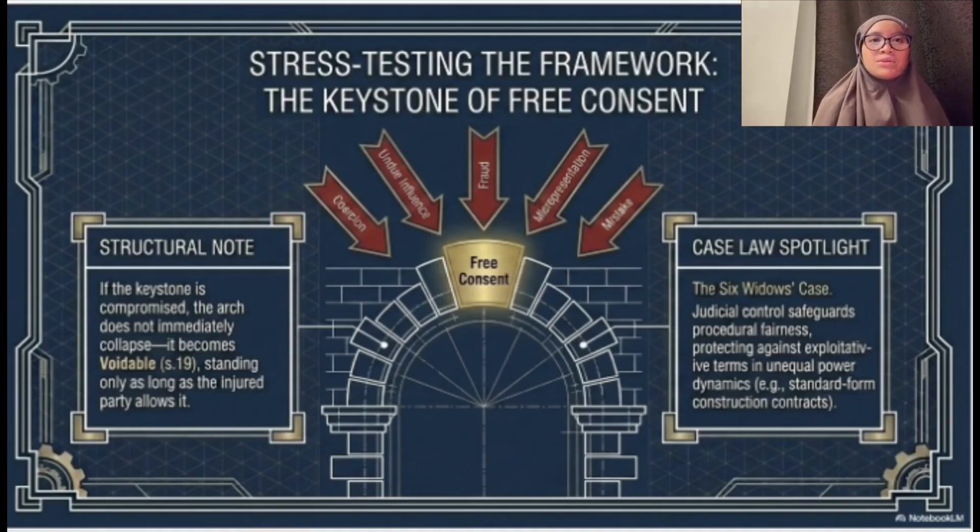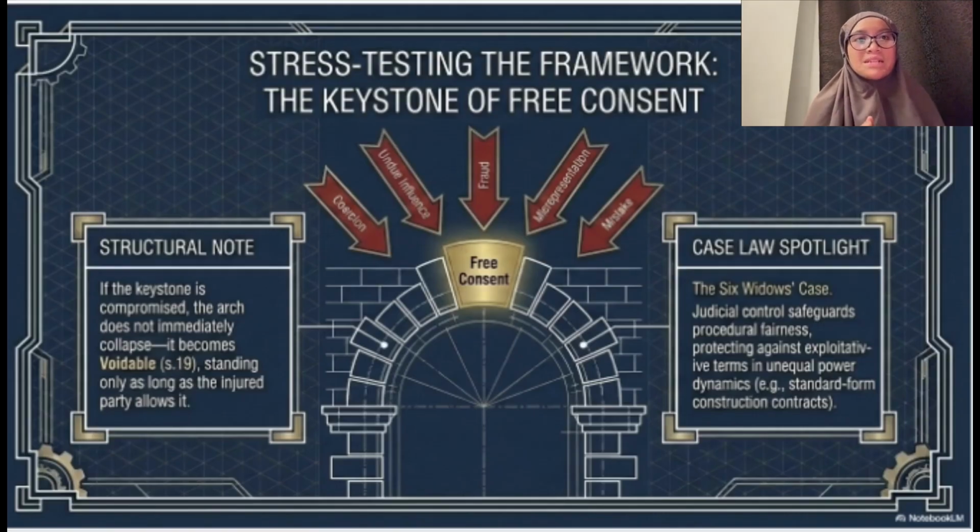The structural note on the left explains that if the keystone is compromised, the arch does not collapse immediately. Instead, the contract becomes voidable under Section 19. A voidable contract means the agreement remains legally valid unless the injured party decides to cancel it. In other words, the affected party has the right to either continue with the contract or reject it because their consent was not freely given.